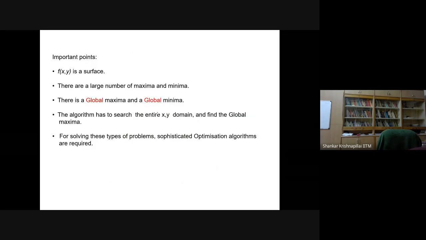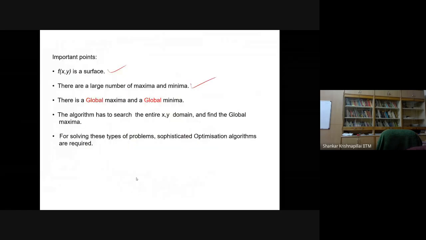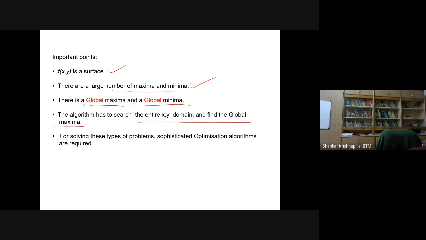The important points: f of x, y will be a surface, and there is a large number of maxima and minima. Where does minima occur? Minima occurs here at the bottoms. All these are the minima. So you have local minima and global minima also here, although you cannot see it properly from the top. There will be global maxima and global minima. The algorithm has to search the entire XY domain to find the global maxima.